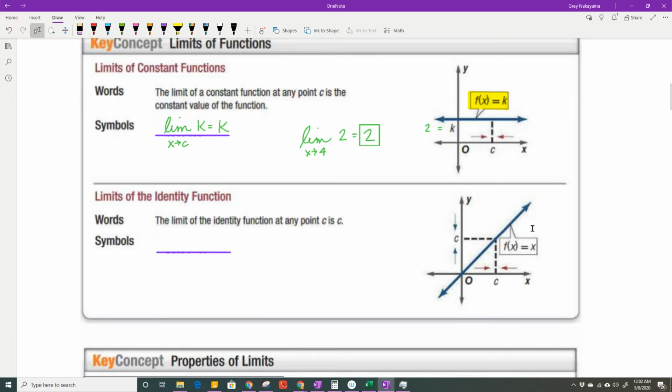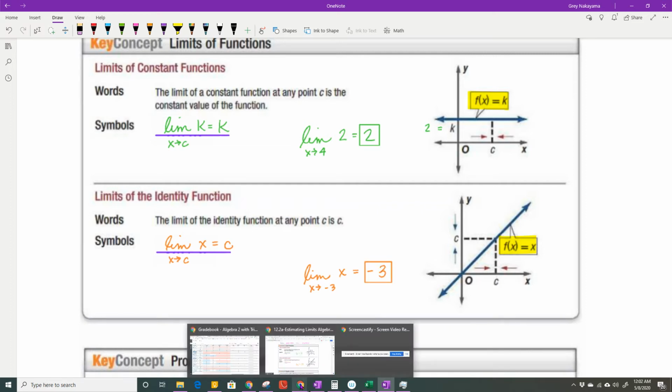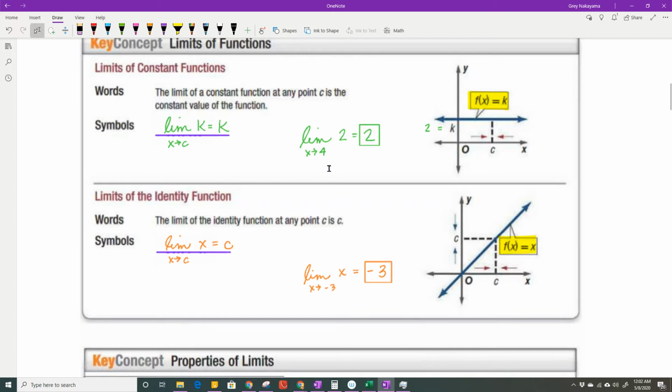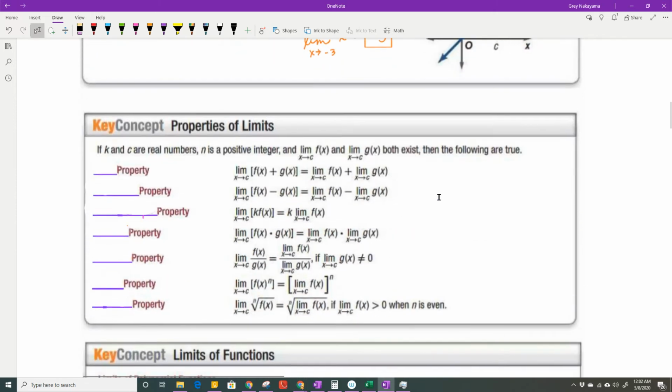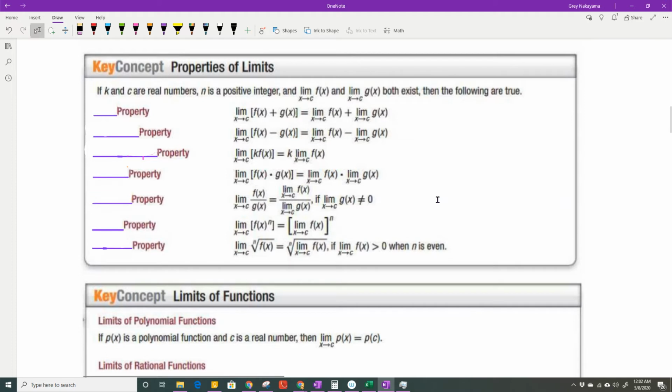Okay, the other function is our identity function, which you might know more easily as y equals x. That's our identity function, and it would be the limit as x approaches c of x is equal to c. So no matter what, the limit as x approaches -3 is going to be -3. So what's really important about that, actually, before we go there, let's talk about some properties of limits before I talk about the other most important thing about it.